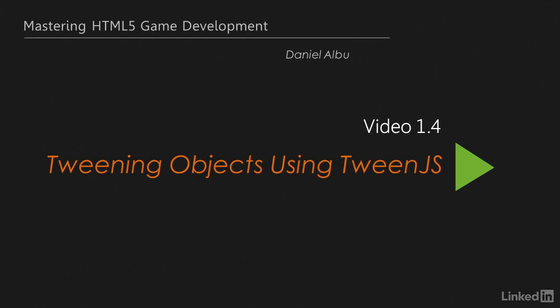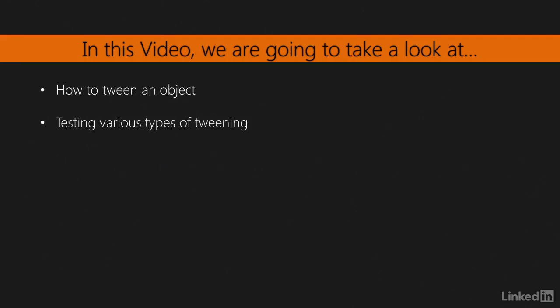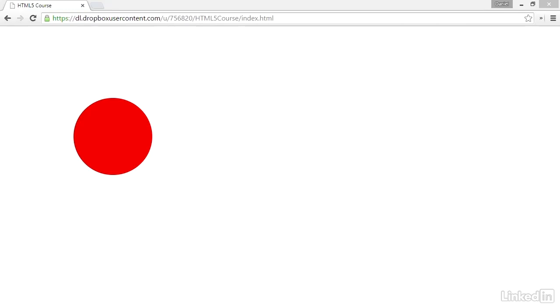In this video, we're going to talk about tweening objects using TweenJS. We're going to learn how to tween an object and test various types of tweening. We'll do this by using the circle we've created in video 2. If you recall, in video 2 we've created this circle.